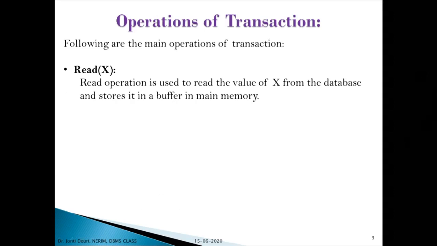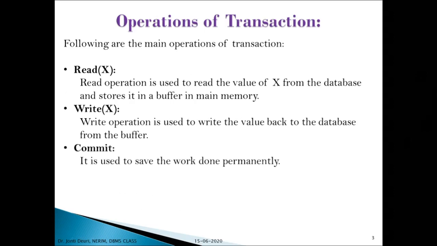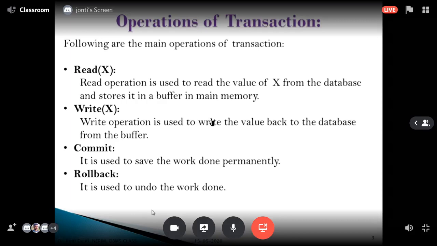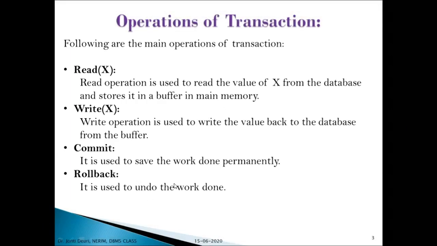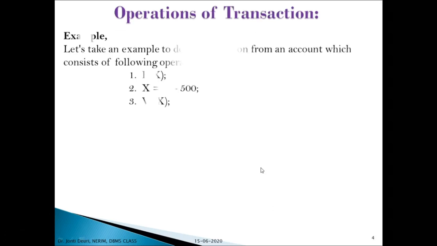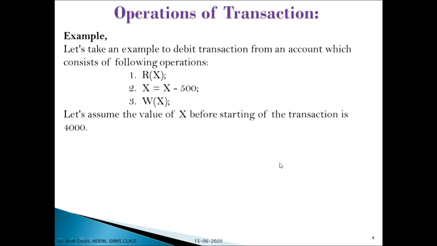Read operation, write operation, right? Commit, rollback. Read is for accessing the data or value from the database, and you can store that in the buffer memory. And write is to store it from the buffer again into the database. Commit is to store permanently, right? And rollback is to undo. If you want to undo it, then you can do the rollback. These 4 operations only we have in our transaction.